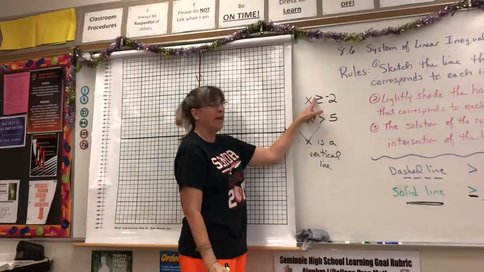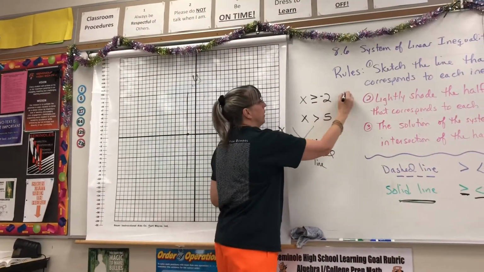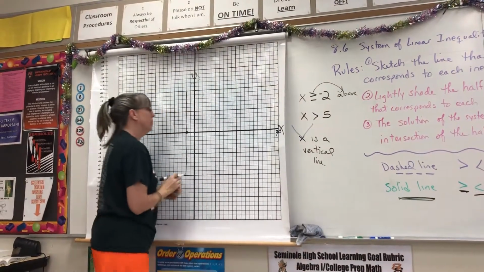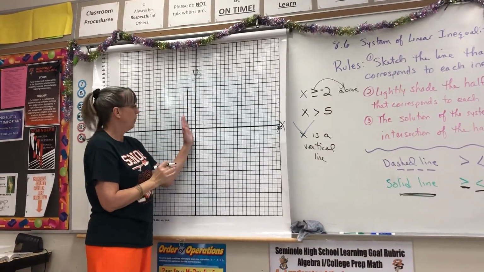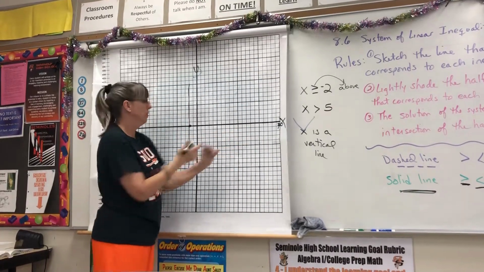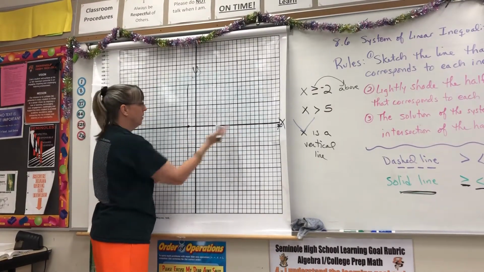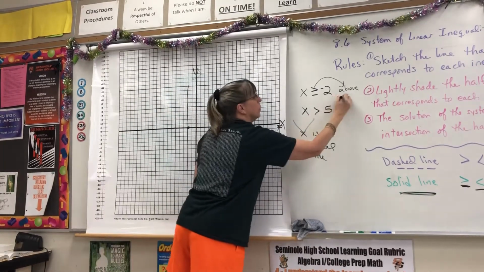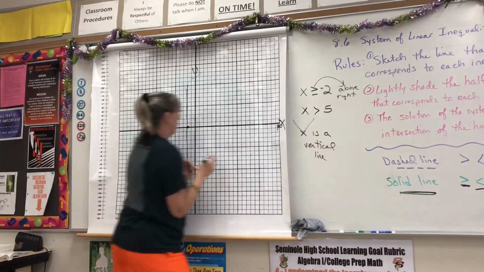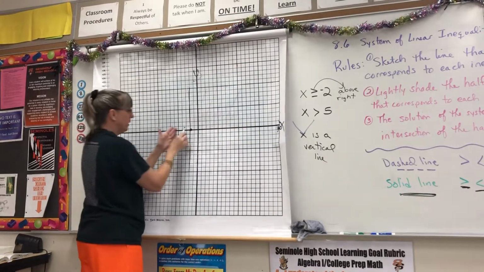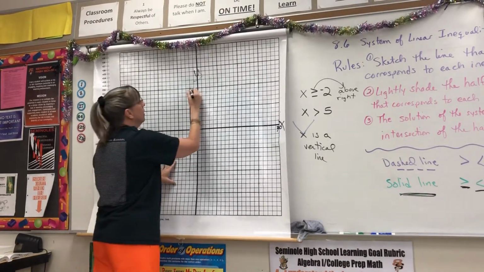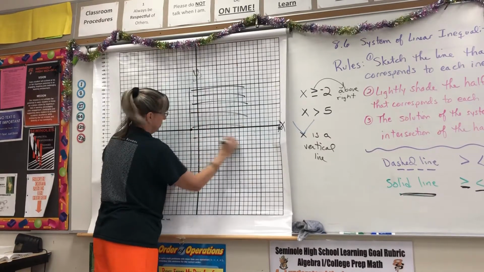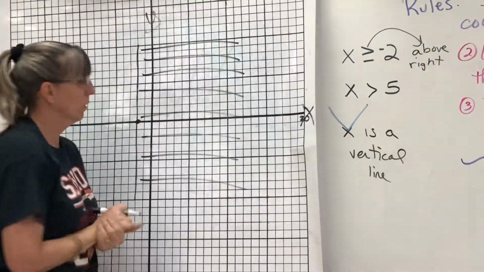And greater than is above. Now when you're looking at vertical, above is to the right because your numbers get higher. Below is to the left because it gets lower. So here you got your positive numbers, here you got your negative numbers. So I'm going to shade to the right. Okay?